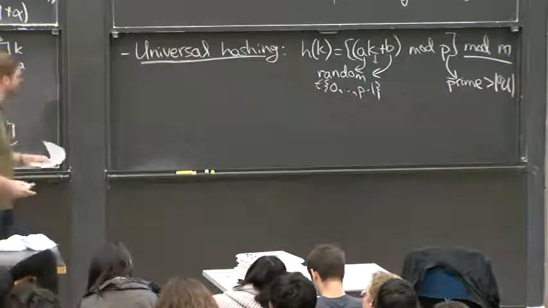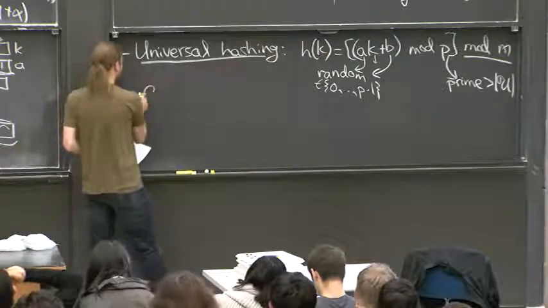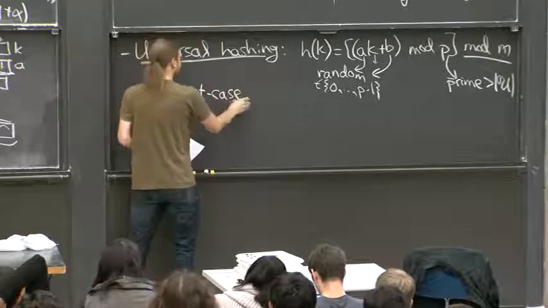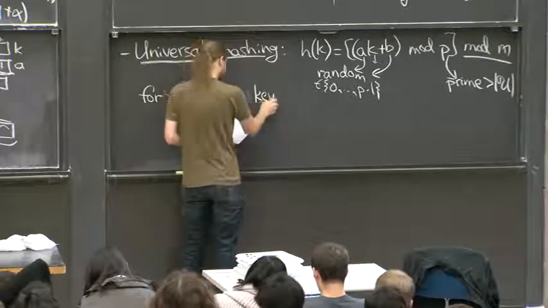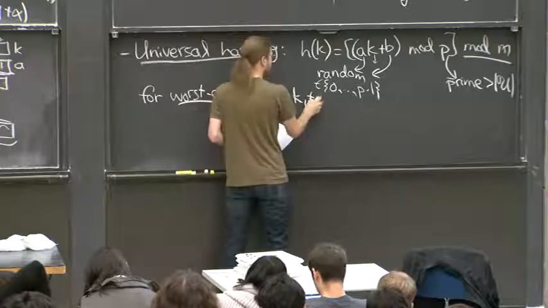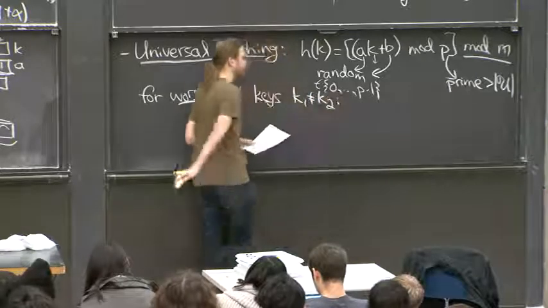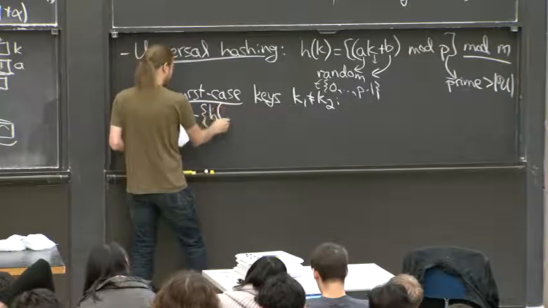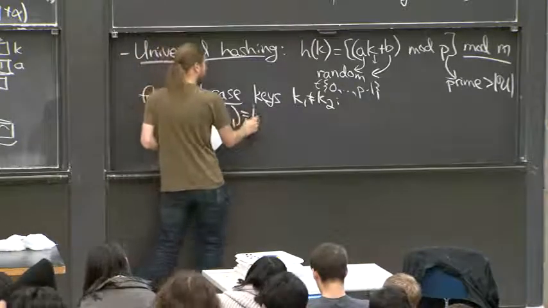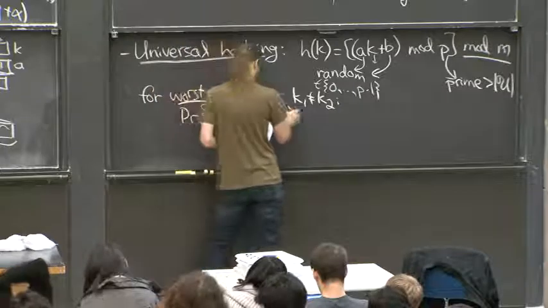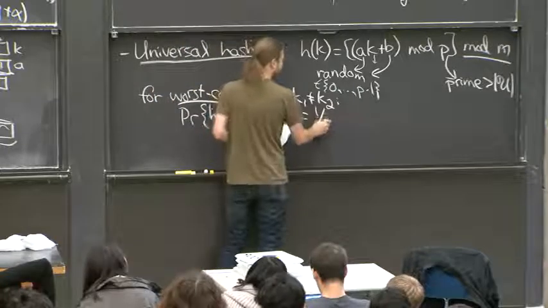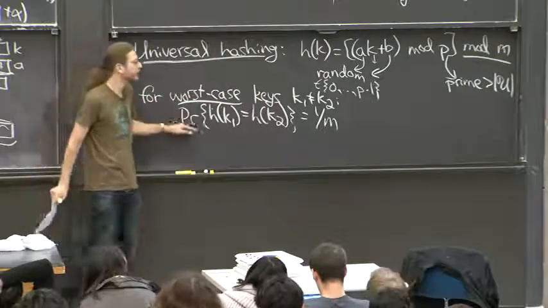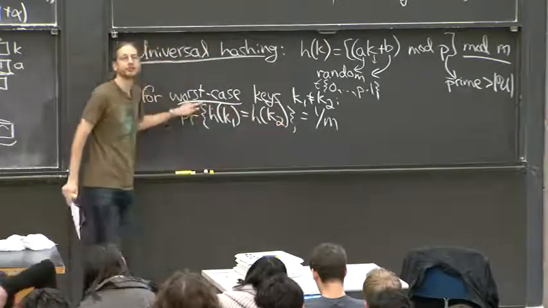OK, what does this do? It turns out, here's the interesting part, for worst case keys, k1 and k2 that are distinct, the probability of h of k1 equaling h of k2 is 1 over m. So the probability of 2 keys that are different colliding is 1 over m. For the worst case keys.